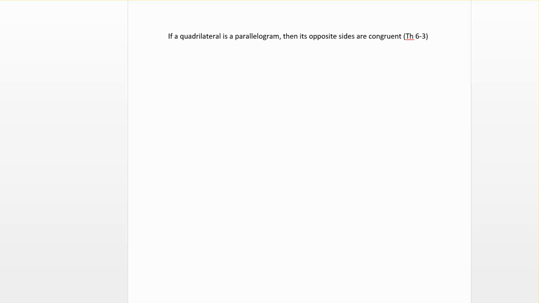So let's remember theorem 6.3 from the other day. If a quadrilateral is a parallelogram, then we said its opposite sides were congruent. That was theorem 6.3. What we're going to do today is look at the converse of that theorem. Remember, the converse says take your hypothesis and your conclusion, and we're just going to switch them. And when we switch them, we get theorem 6.8.